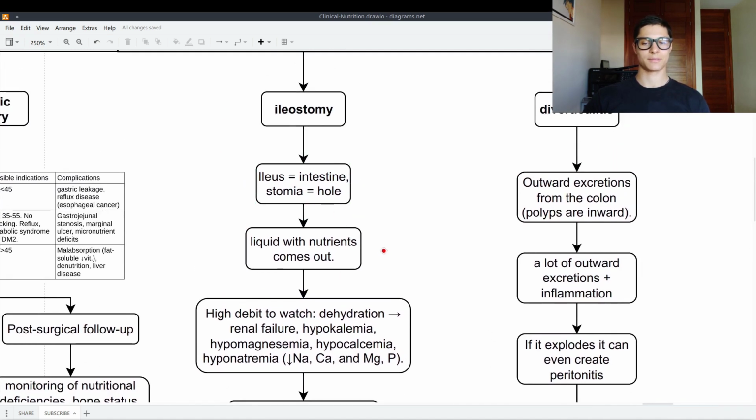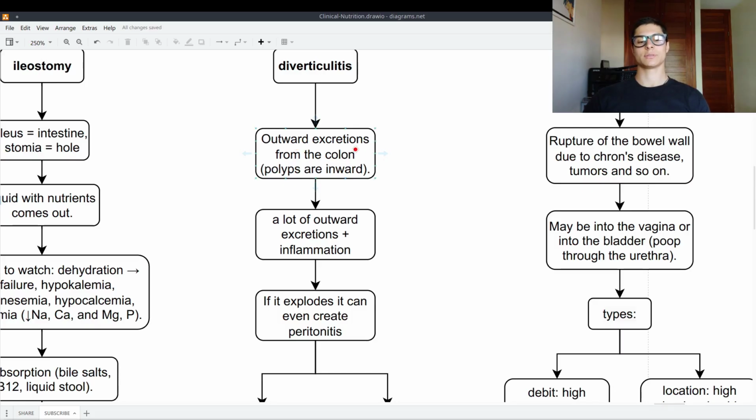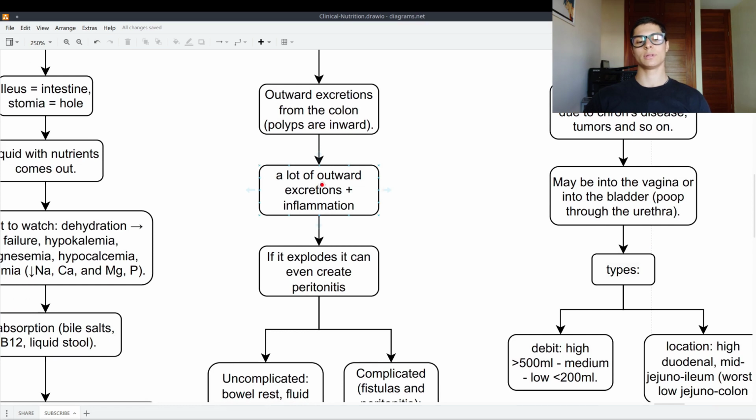of the intestine. Diverticulitis. These are outward excretions from the colon. A lot of outward excretion plus inflammation creates diverticulitis. If it bursts, it can create peritonitis, and that's very painful and it can be fatal.